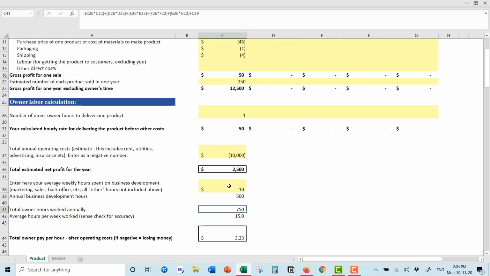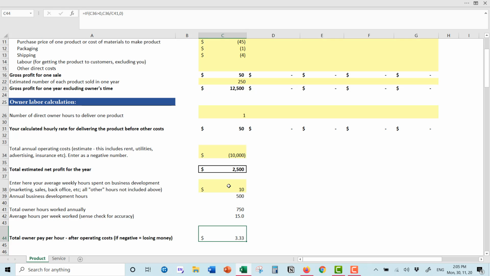Next, it's calculated for us the total owner hours worked annually. So that is the 500 business development hours plus 250 hours for the 250 products that we sold. So that's 750 hours a year I'm working in the business, which comes out, again, based on a 50-week year, at 15 hours a week. So I'm only working 15 hours a week to earn $2,500. And you might think that's not too bad, but the next thing the spreadsheet does is it calculates it as an hourly rate. And the hourly rate I'm getting for my 15 hours a week labour is $3.33 per hour.